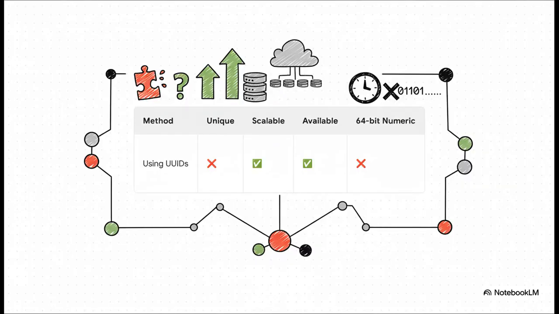Okay, let's update that scorecard. We get a big checkmark for scalability and another for availability. That's a good start, but we get a big red X on uniqueness and on the 64-bit rule. So we got to do better.